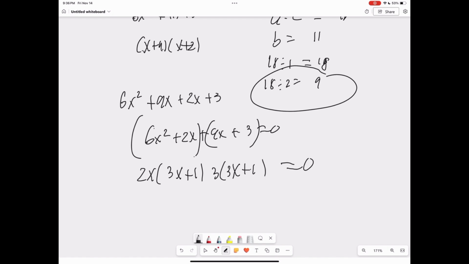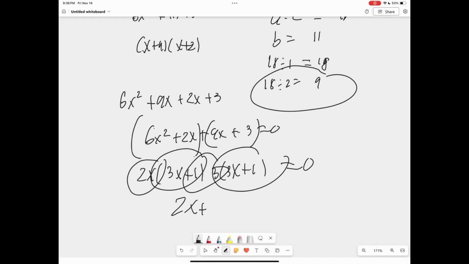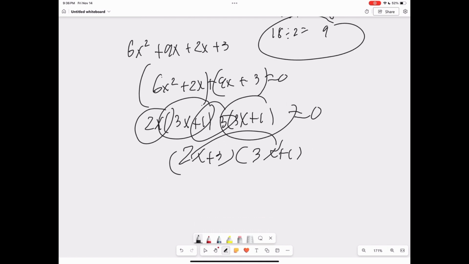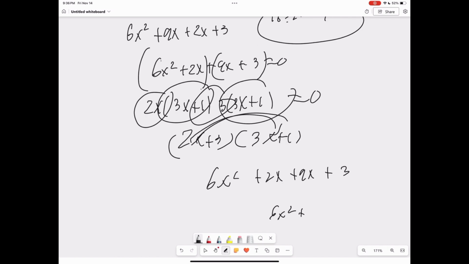Now at this point when you're factoring, you're doing what we did in the beginning. We're just factoring each one, grouping. The way you can tell you did this right is if this and this have to be the same. So now we take the factoring from here. We do 2x plus 3 times 3x plus 1. And if we FOIL this out, we're going to get our original term. So 6x squared plus 2x plus 9x plus 3, which is 6x squared plus 11x plus 3.